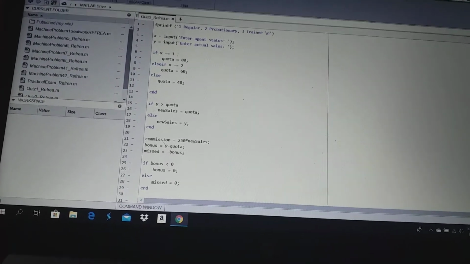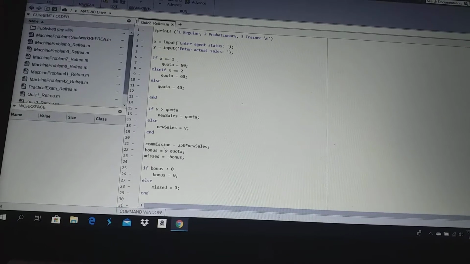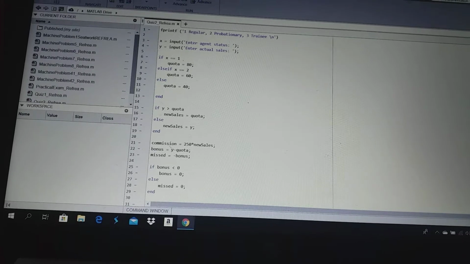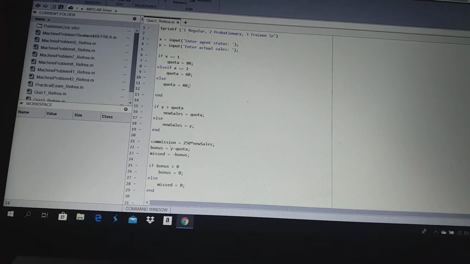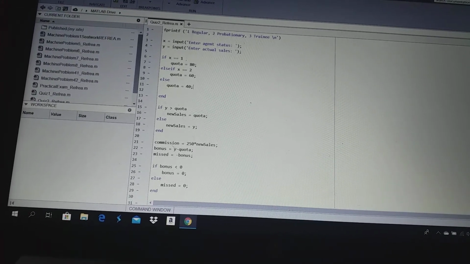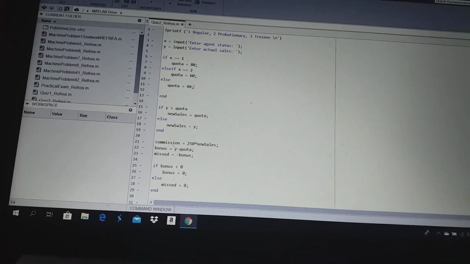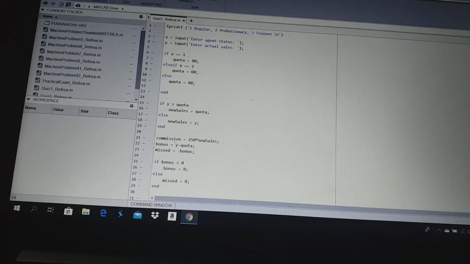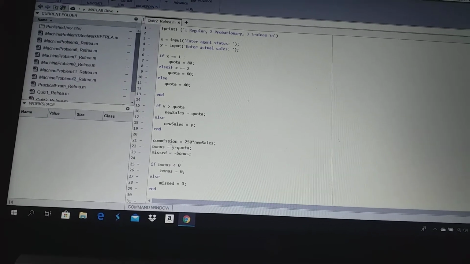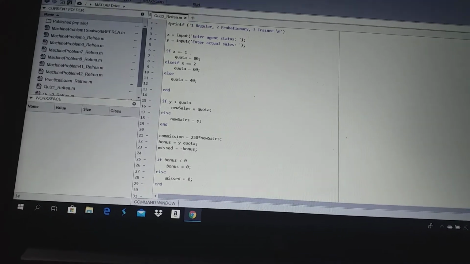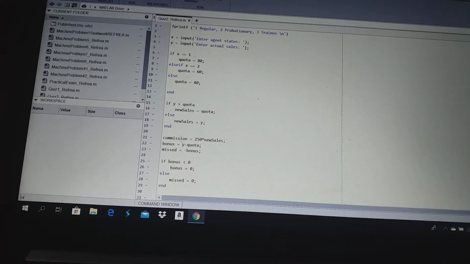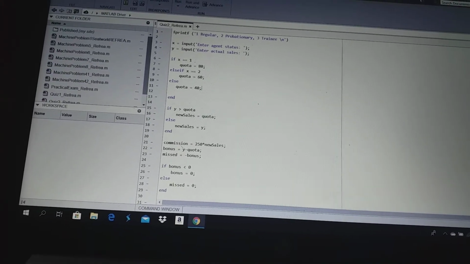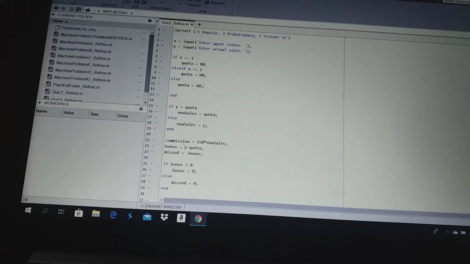If the user inputs 2 for his or her agent status, then the program would identify that he or she is a probationary, and thus the program knows that he or she has a quota of 60 sales, which is stated in line 9. For line 9, else represents the final statement of the code. Line 10. So if the user inputs 3 for his or her agent status, then the program would identify that he or she is a trainee, and thus the program knows that he or she has a quota of 40 sales, which is stated in line 11.